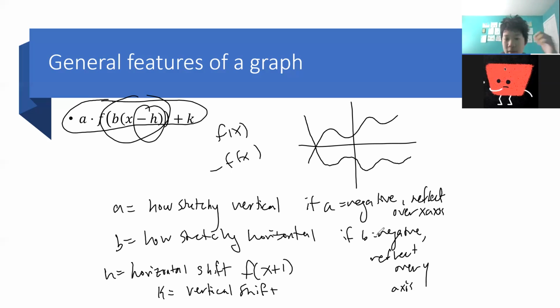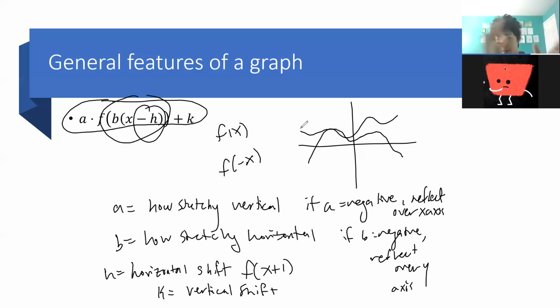So if this was f of x, and I wanted to find f of negative x, b is the thing that's multiplying what's inside. f of negative x would be something like this, as if I reflected across the y-axis in the horizontal direction. Okay, that's it. Any questions here?